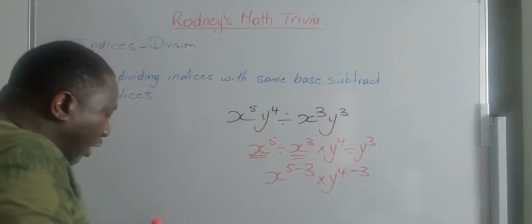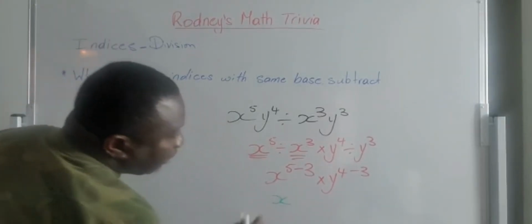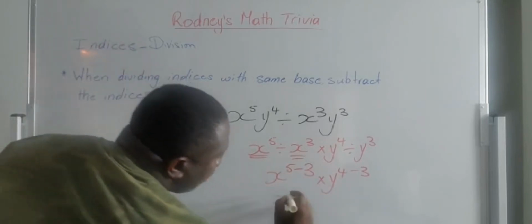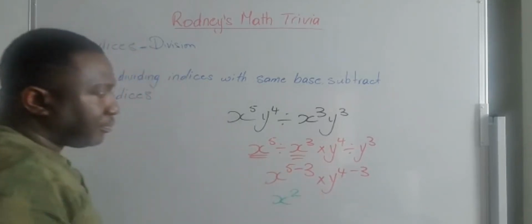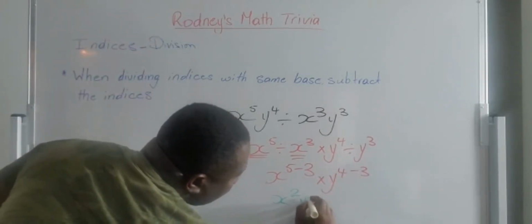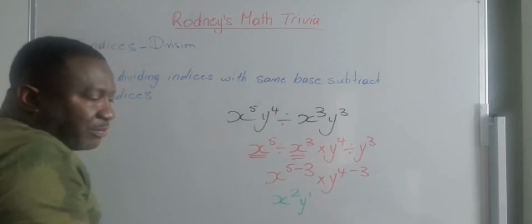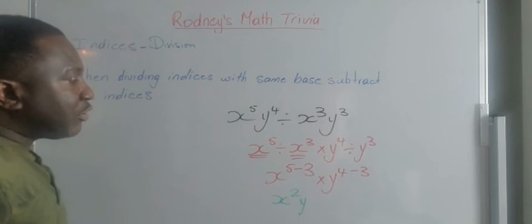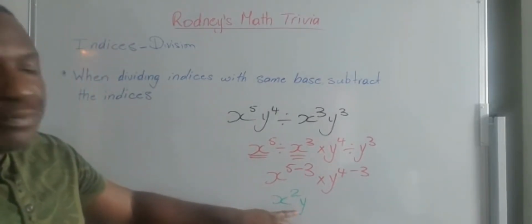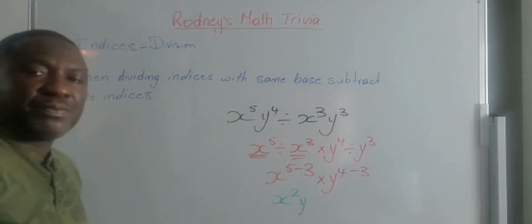Our final outcome will be x, 5 minus 3 will give us 2. 4 minus 3 will give us y. You don't have to put 1 here, guys. This is understood as being to the first power. So our outcome in this case would be x to the second multiplied by y. Take a look at that one.